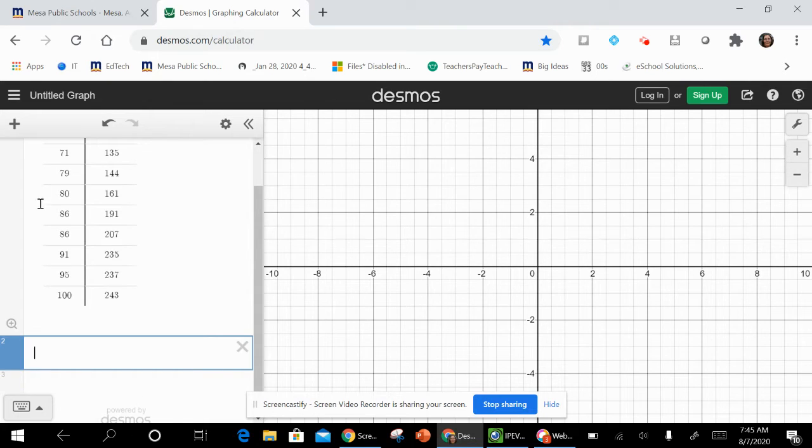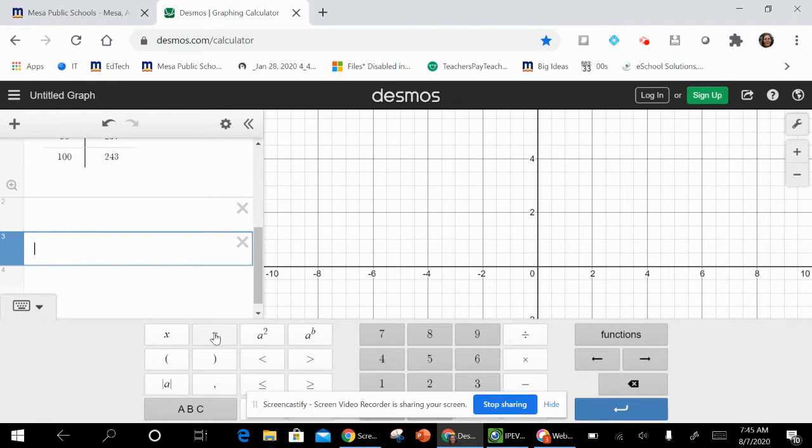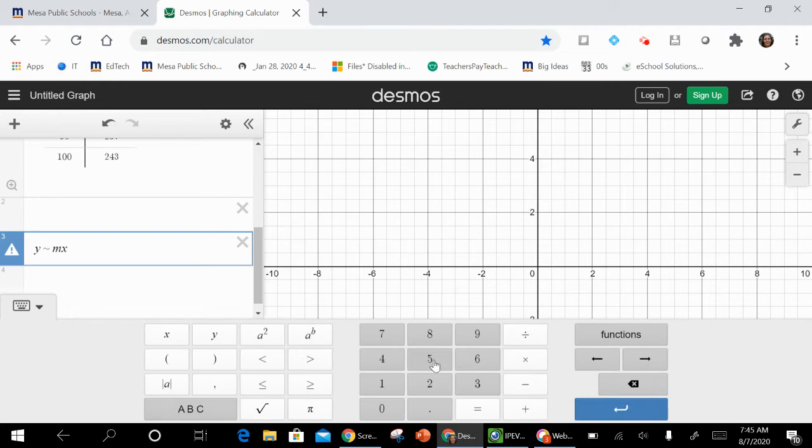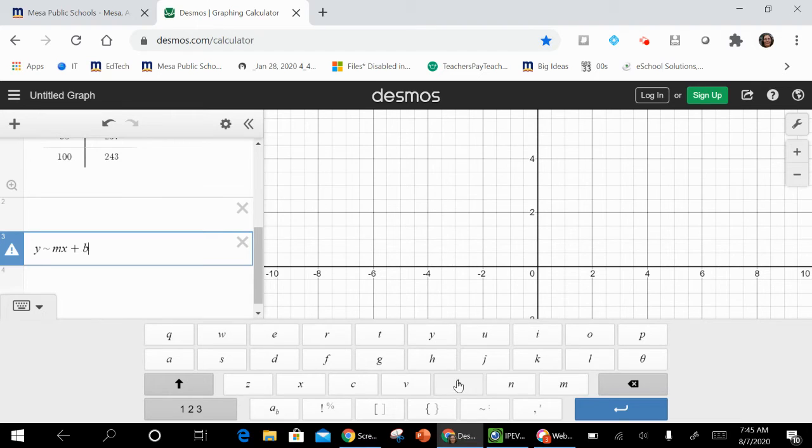And then you click here. You want to do expression. This is where you're going to go to keyboard. You're going to do Y. You want this, the little wavy, and then X, back to here, plus B.